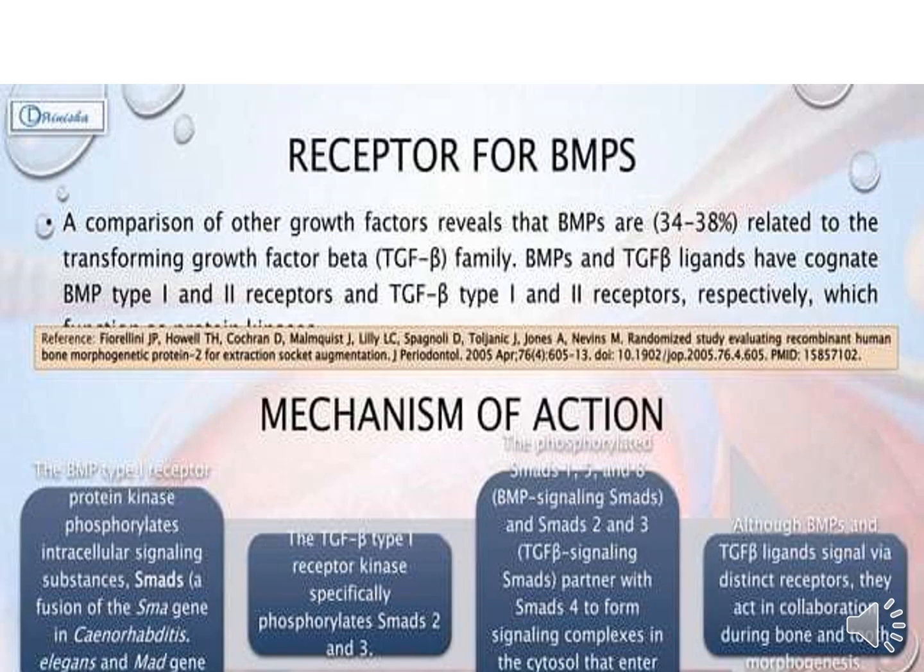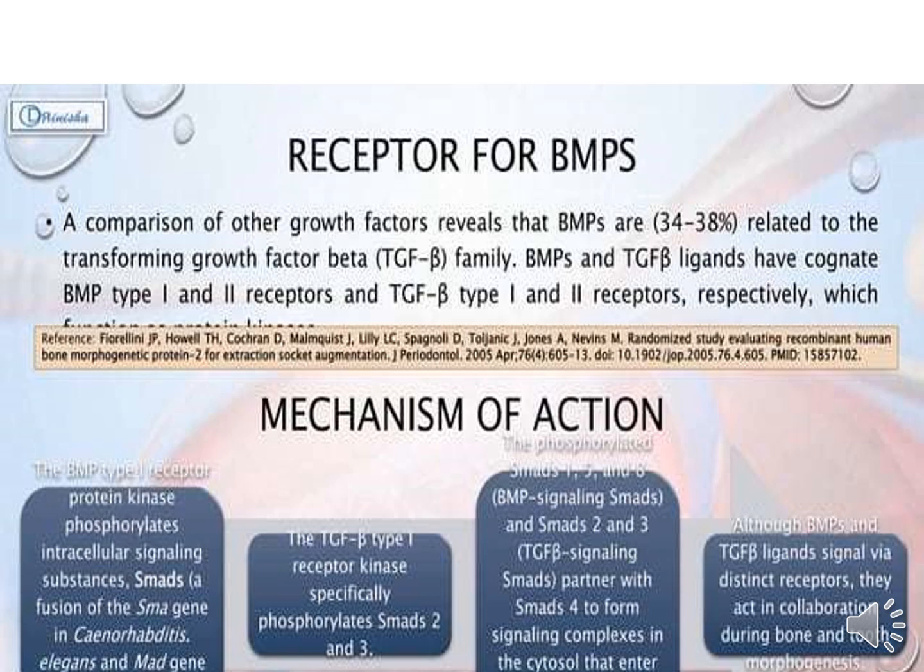Receptors for BMP. A comparison with other growth factors reveals BMPs are 34 to 38% related to the transforming growth factor beta family. BMPs and transforming growth factor beta have cognate BMP type 1 and type 2 receptors and TGF beta type 1 and type 2 receptors, respectively.